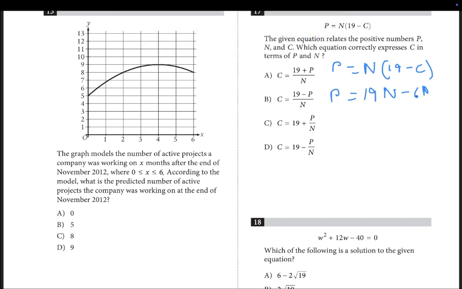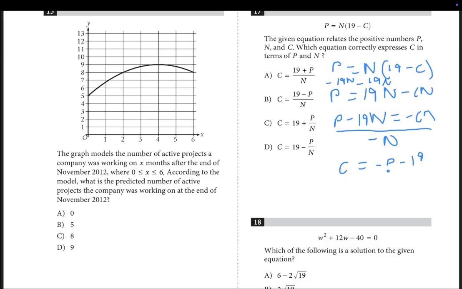Then we want to isolate C by itself. So to get the expression equivalent, we're going to have to subtract 19N from both sides. Minus 19N. So P minus 19N is equal to negative CN. And we want to have positive C by itself, so we're going to divide by negative N. So C is going to equal P minus 19N over negative N.